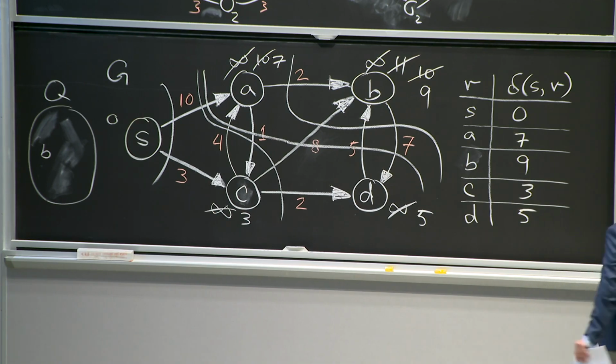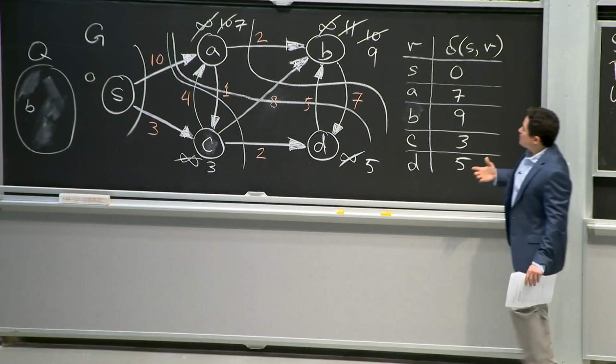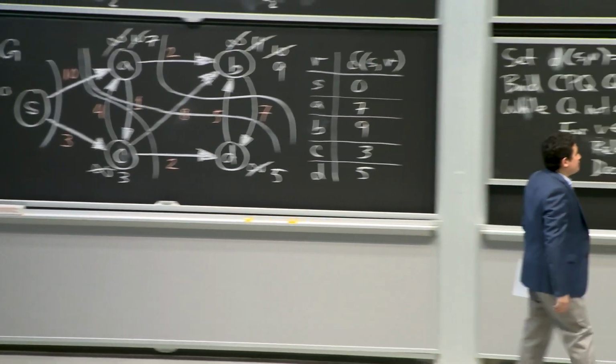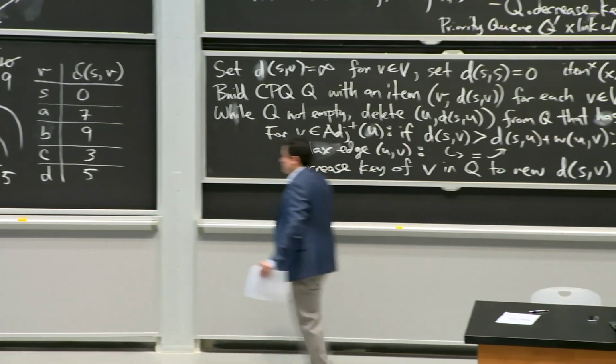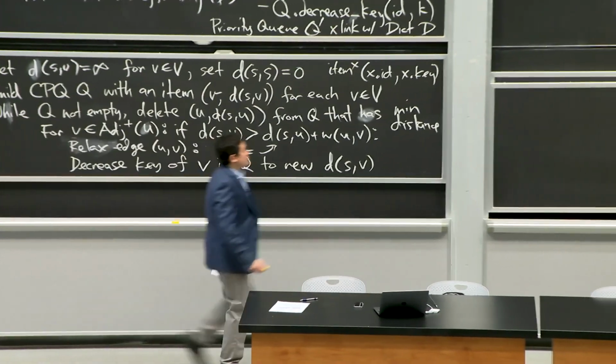It seems like these are the shortest path distances. But how do we prove that? Did it do the right thing? Well, let's find out. So that's what we're going to spend some time on right now. It's talking about the correctness of Dijkstra's algorithm.